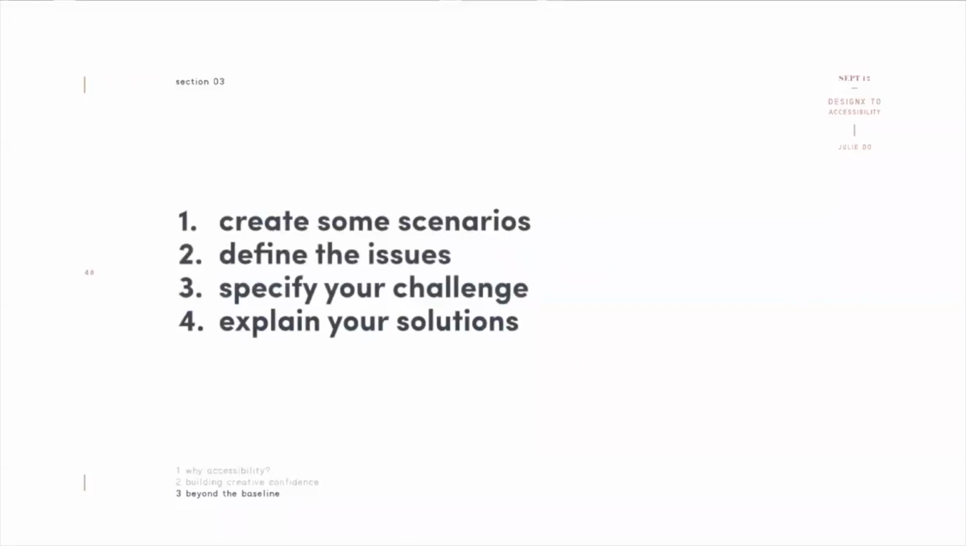So my process to ensuring that my product is accessible is I want to create some scenarios to make sure that I can meet different accessible scenarios. Define what the issues are, specify what your challenge is that you're trying to solve, and explain what your solutions are. So this is my approach, and I'm going to walk you through how I navigate this process as I build.